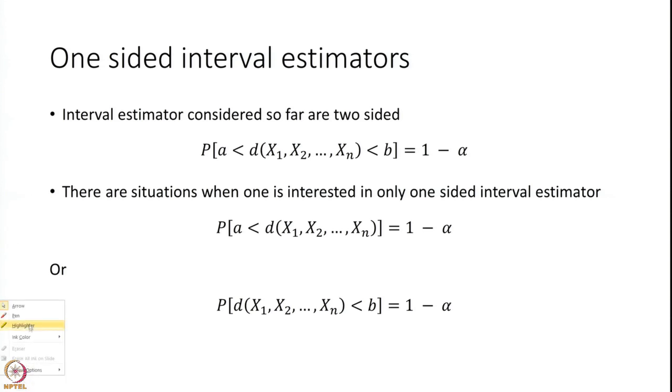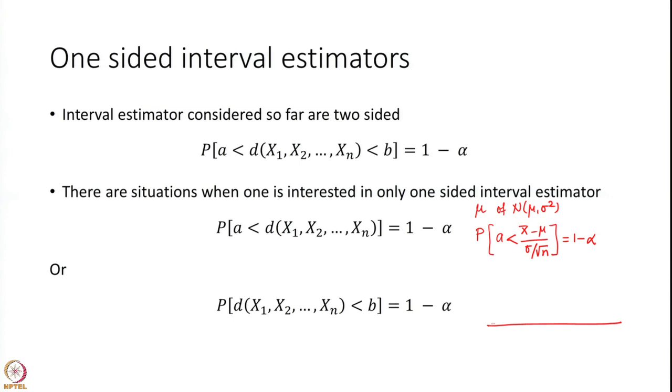So, for example, if you are talking about mu of a normal mu, sigma square, and your sigma square is known, then you are going to be talking about A less than x bar minus mu over sigma by square root n, which is going to be 1 minus alpha. So you are looking, in a normal distribution, this is the normal 0, 1, this is 0, for a value of A such that this probability is 1 minus alpha. You can look into the normal table and do it.